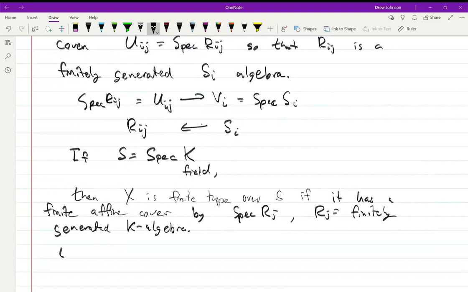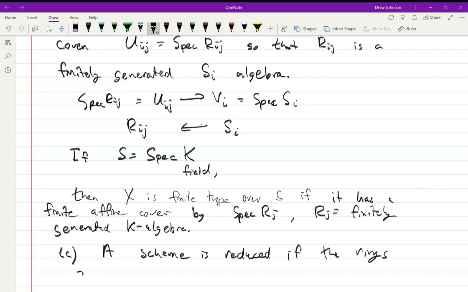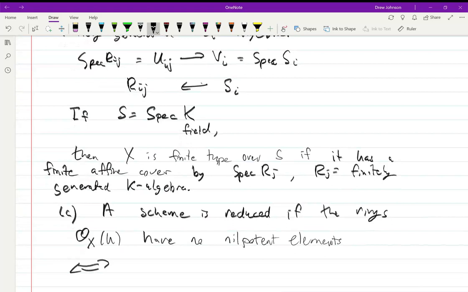Okay, and then part C will be: a scheme is reduced if the rings of sections have no nilpotent elements. You can check, I think it's one of the exercises, that this is equivalent to saying O_X(U) has no nilpotents for all U.